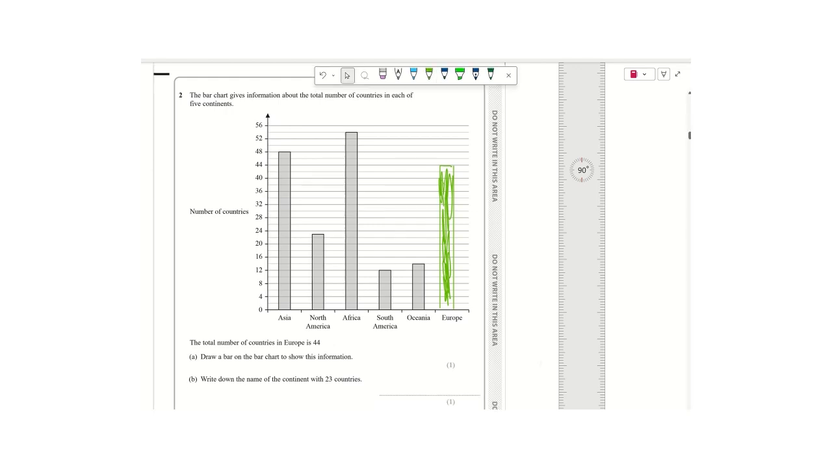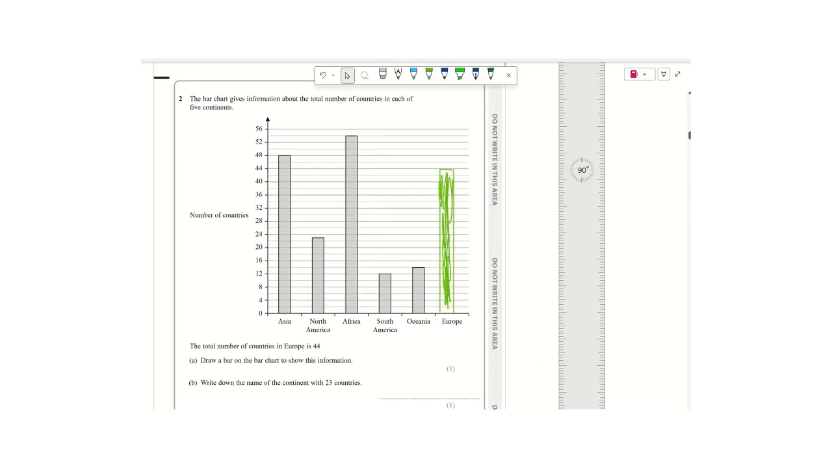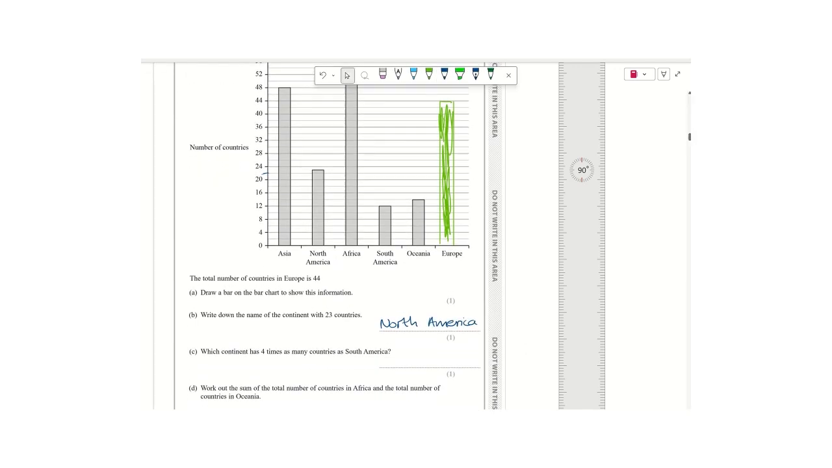So then part B, write down the name of the continent with 23 countries. So 23 is about, well, it's halfway between this line, which is the 22 line, and the 24. So that's going to be North America. That is the continent that we are going to write for that one.